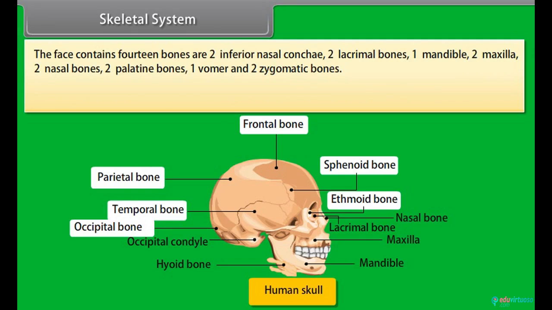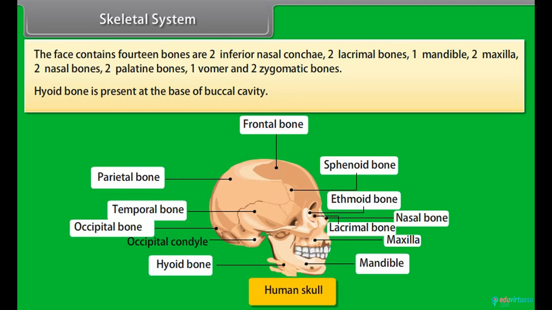The face contains 14 bones: 2 inferior nasal conchae, 2 lacrimal bones, 1 mandible, 2 maxilla, 2 nasal bones, 2 palatine bones, 1 vomer and 2 zygomatic bones. The hyoid bone is present at the base of the buccal cavity.